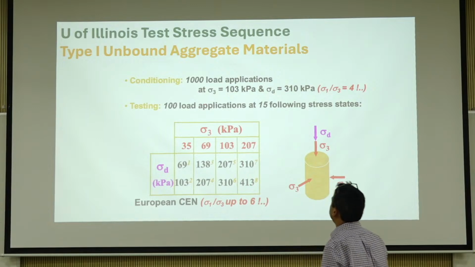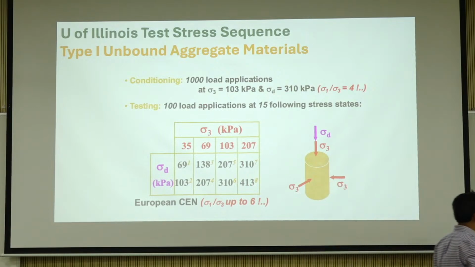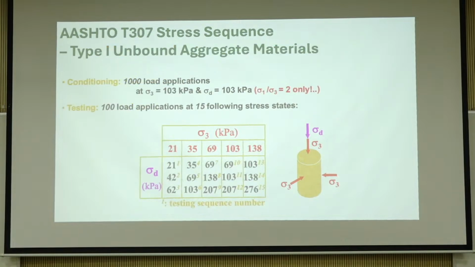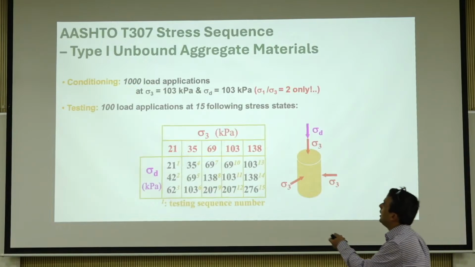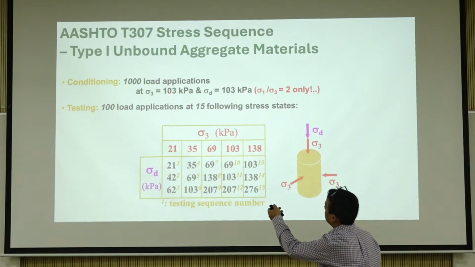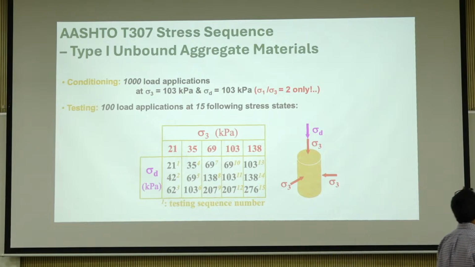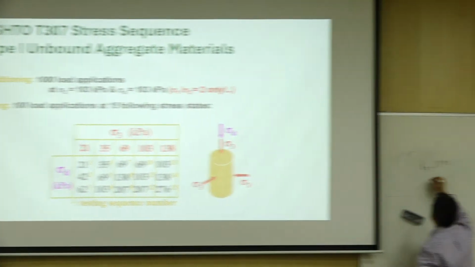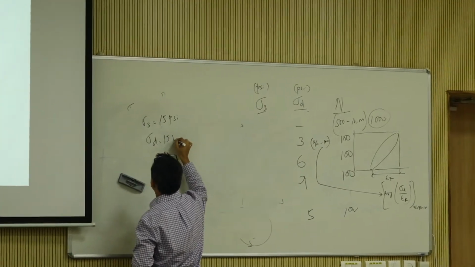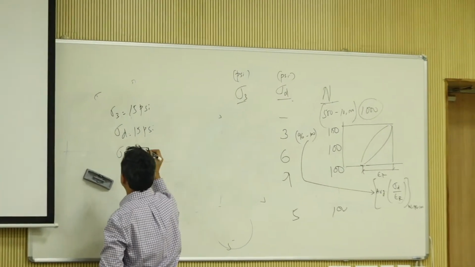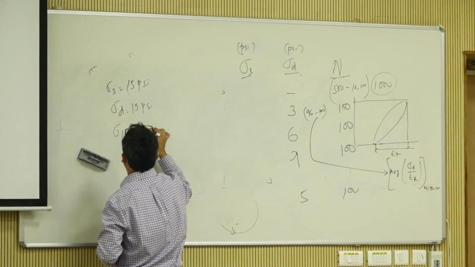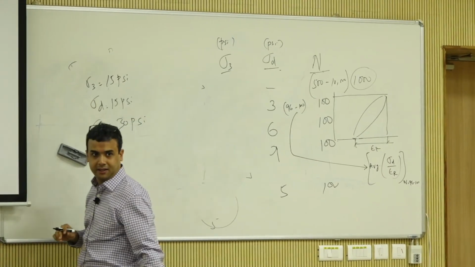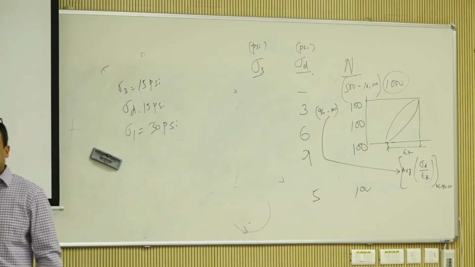Oh, so this is the University of Illinois. Okay, this is another interesting point that I did not say. Before we talked about this table, I forgot talking about this. This is the conditioning. The conditioning is done at sigma 3 of 15 psi and sigma d also 15 psi. So what is sigma 1? 30, right?